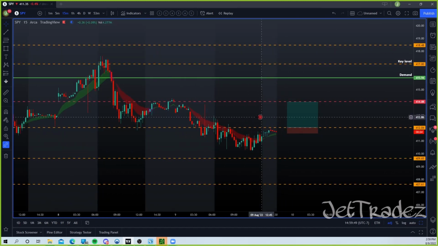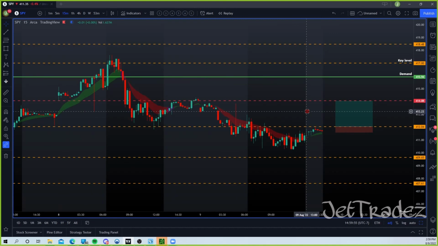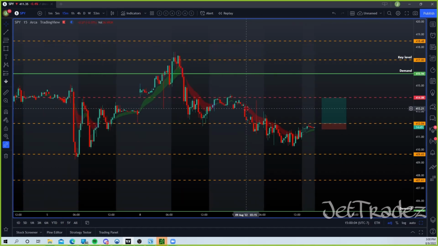The hammer is one of the best ones that I use, that I tell everyone to use. The hammer, especially on the 15 minute. Try the hammer on the 15 minute and you see what it does, especially on a bounce on the EMA. It's for sure.